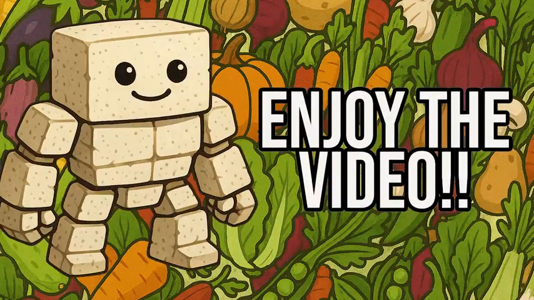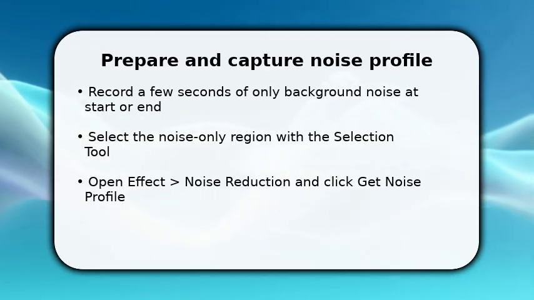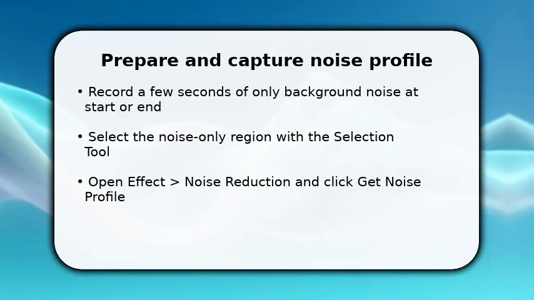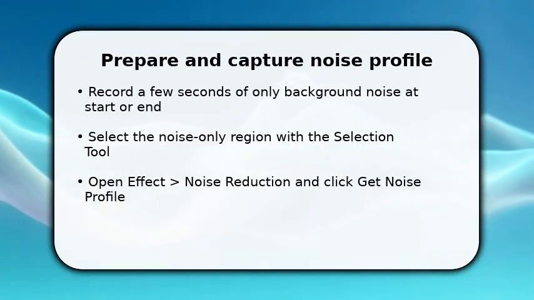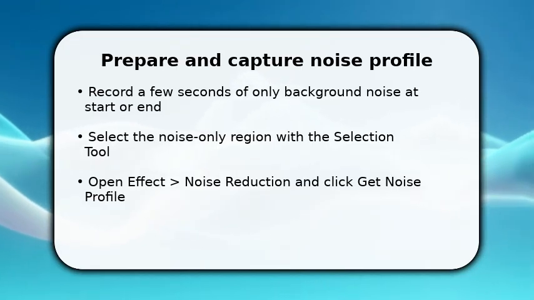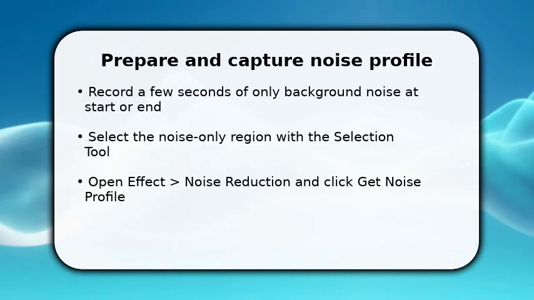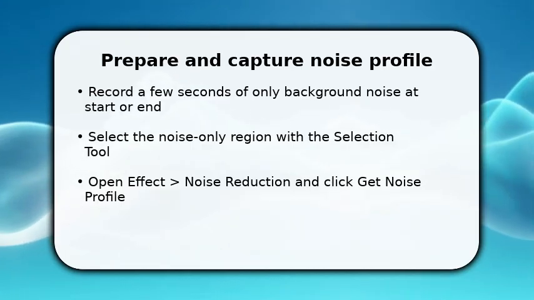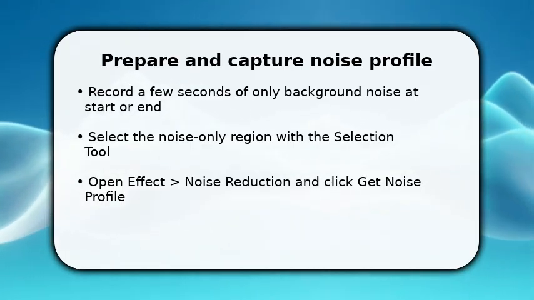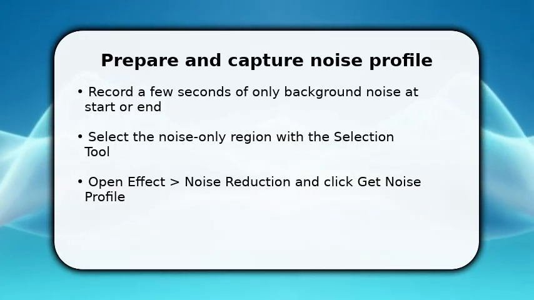Please enjoy the video. You start by capturing a true noise sample so the filter knows what to remove. Record a few seconds of silence that contains only the hiss or hum. Once done, select that small clip with the selection tool and choose Effect, Noise Reduction, then Get Noise Profile. This teaches Audacity the exact spectral fingerprint to target. This step matters because a clean profile reduces artifacts later. Make sure the sample is representative of the whole recording.